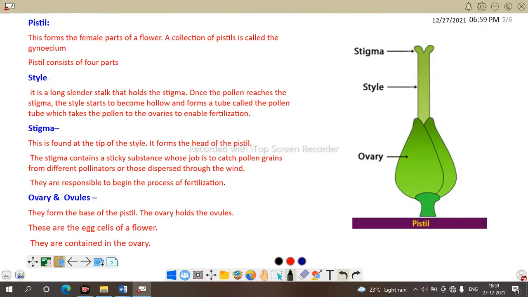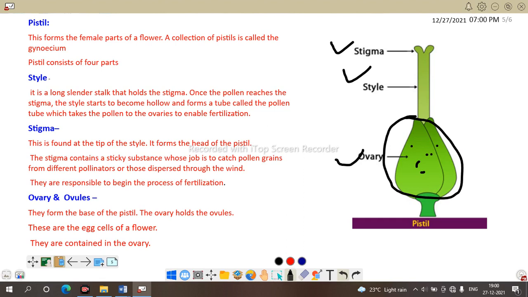Next part is the pistil. This is the pistil and it is the female reproductive part of a flower. The collection of pistils is called gynoecium. Pistil consists of four parts. First one is the stigma, then style, then ovary, and inside this ovary the ovules, or the future seeds, are present. So the stigma is found at the tip of the style. Here is the long slender stalk that holds the stigma, and the stigma is found at the tip of the style. It forms the head of the pistil.